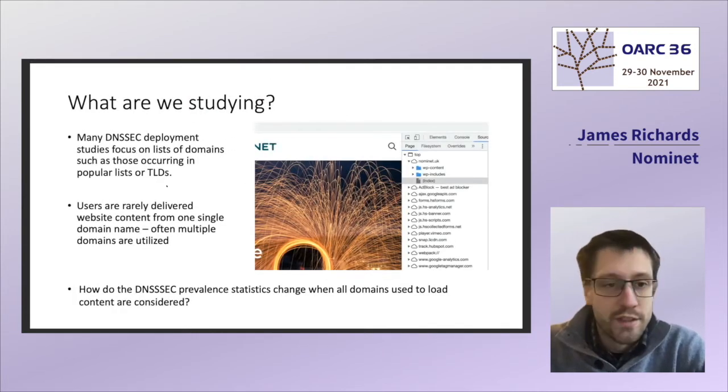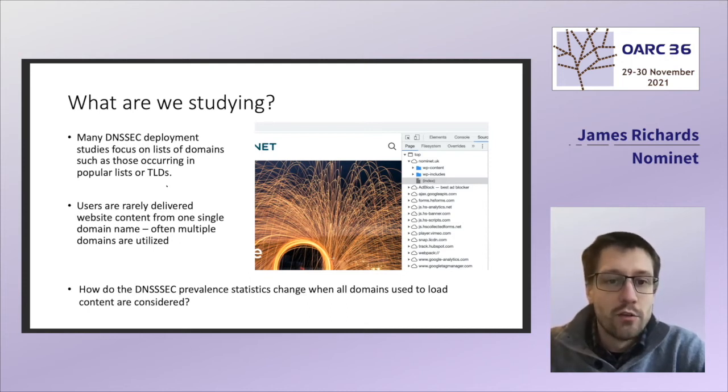So what is it that I'm studying here? Many DNSSEC deployment studies focus on lists of domains, such as those occurring in a TLD, perhaps. I often see the results range somewhere in the low figures, 5 to 10%, maybe DNSSEC deployment. However, if we consider the web, users are rarely delivered all the website content from one single domain name. Often multiple domains are utilized.